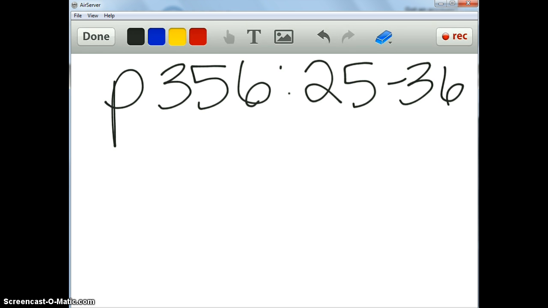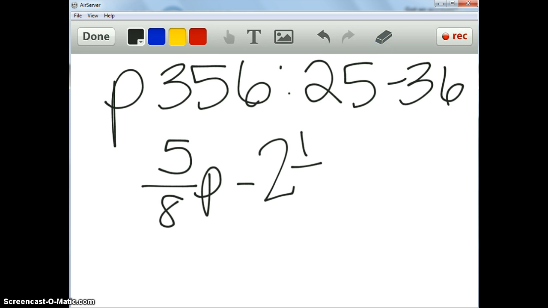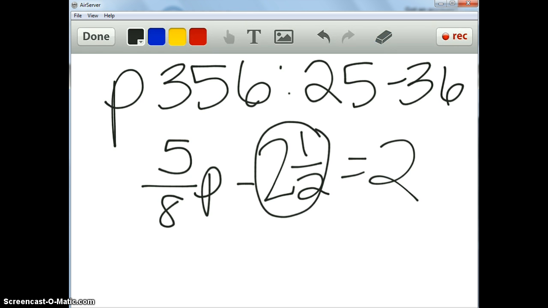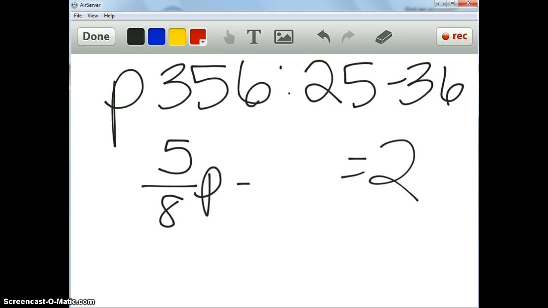Your assignment was page 356, 25 to 36. So I look at 25, and a lot of us started this together, but just in case you don't have it done, it said 5/8 p minus 2.5 equals 2. As I look at this 2.5, I'm not a big fan of that. What do I do with that mixed number? So I'm just going to erase it and figure out what is the mixed number that goes with that. So you J-hook it. 2 times 2 is 4, plus 1 gives me 5/2. So I'm going to erase that out, and instead of having 2.5 there, I'm going to put in 5/2.